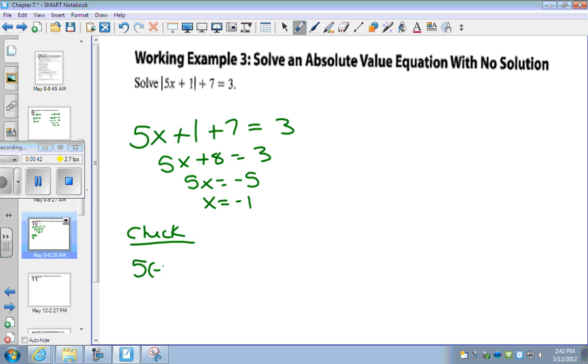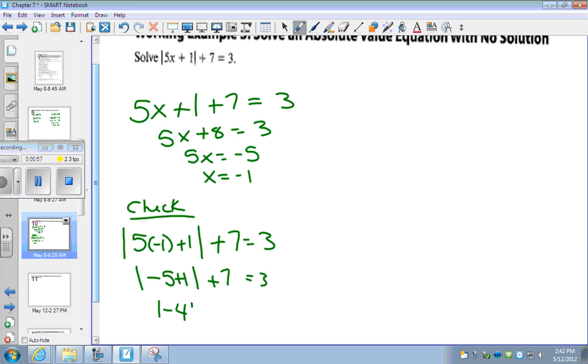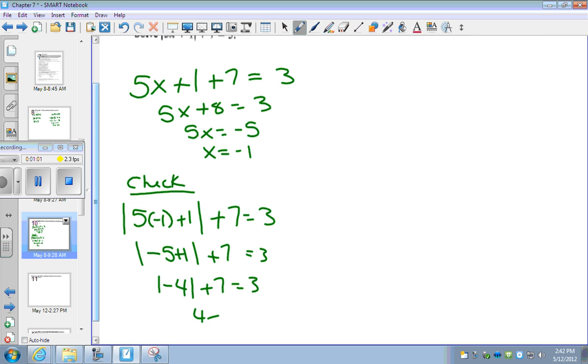Okay, let's check if that makes sense. 5 times negative 1 plus 1, absolute value, plus 7 equals 3. Just negative 5 plus 1 plus 7 equals 3. Well, the absolute value of negative 4 plus 7 equals 3. Does 4 plus 7 equal 3? No. Reject. Okay, so that's the first case.